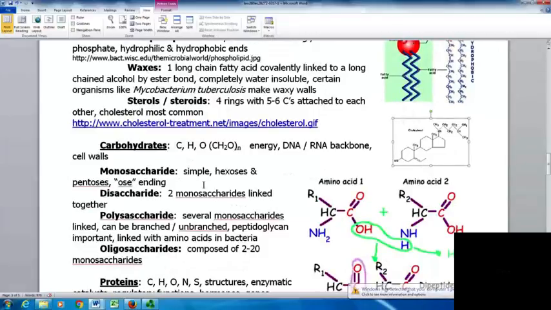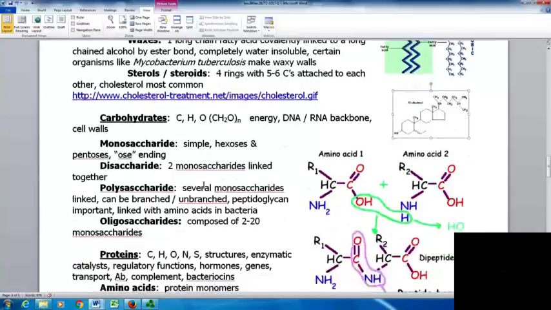Monosaccharides are just simple carbohydrates. They're going to be hexoses and pentoses. They typically end with OSE. A disaccharide is going to be 2 monosaccharides linked together. Polysaccharide is going to be several monosaccharides linked together. They can be branched or unbranched. Peptidoglycan is one that is important, that is linked with amino acids in bacteria. Oligosaccharides, oligo means few, these are composed of 2 to 20 monosaccharides.